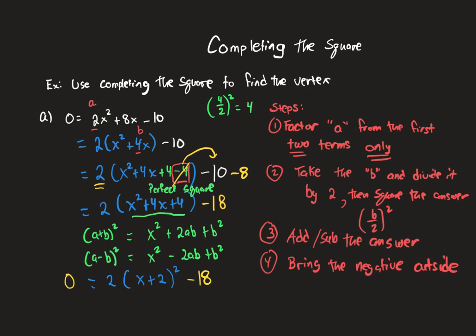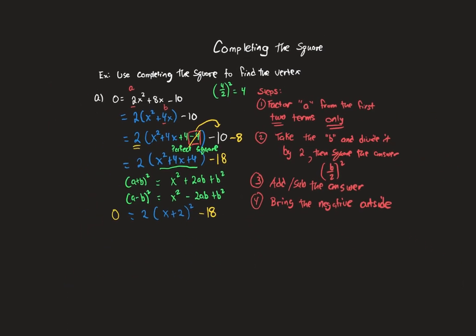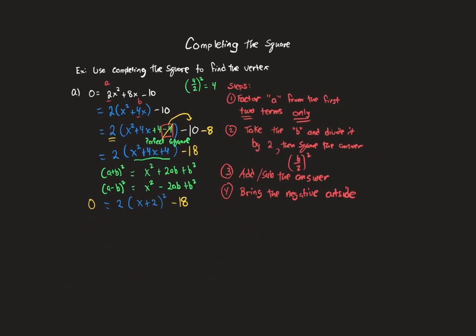Now in vertex form, we can find our vertex by quite simply looking at these two numbers, the 2 and the negative 18. So my vertex, in this case, you're not using the plus 2, you're going to use the opposite. So it's going to be negative 2 and negative 18. So that is my vertex. So remember, your final step is to collect your like terms.